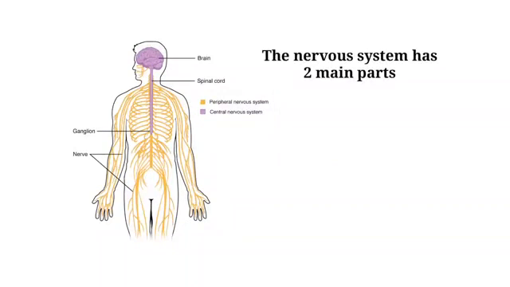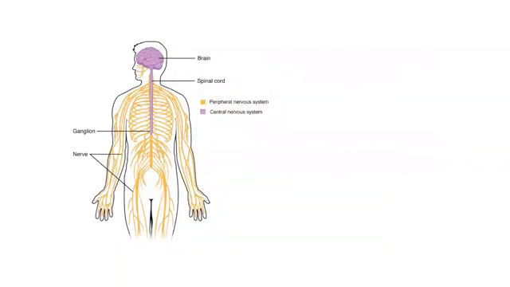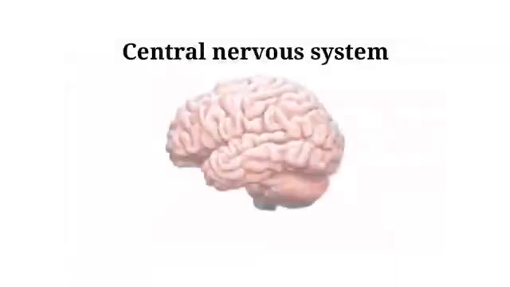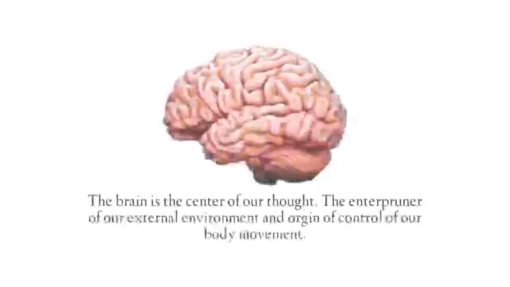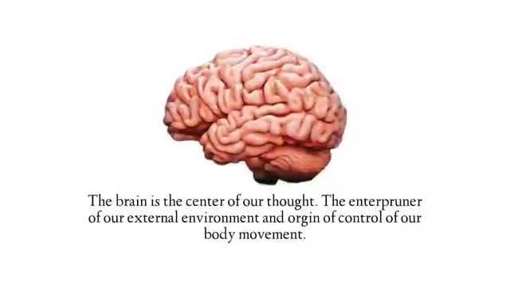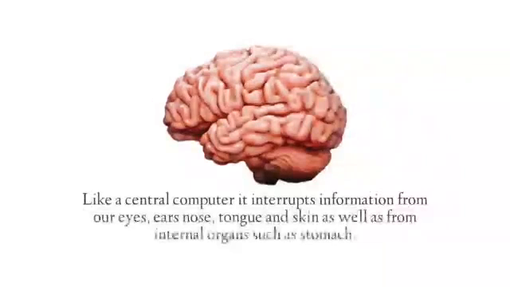The nervous system has two main parts: the central nervous system and autonomic nervous system. The central nervous system is made up of brain, spinal cord. The central nervous system controls most functions of the body and mind. The brain is the center of our thought, the interpreter of our external environment, and the origin of control over body movement. Like a central computer, it interprets information from our eyes, ears, nose, tongue, and skin, as well as from internal organs such as stomach.